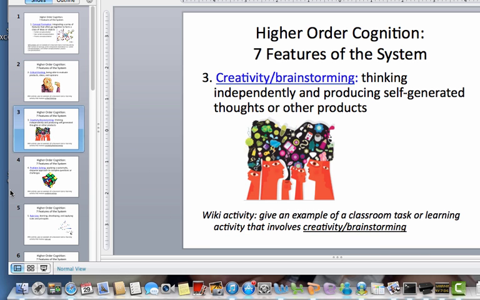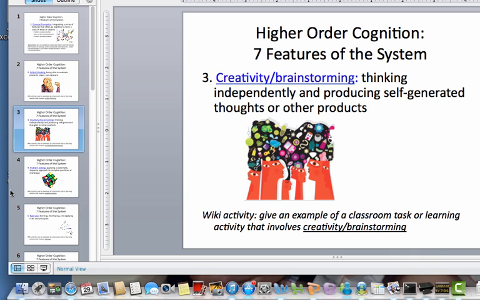The next feature is creativity and brainstorming. And this is defined as thinking independently and producing self-generated thoughts or other products. Students who have a strength in creativity and brainstorming often really seek opportunities to come up with independent ideas and unique thoughts in the classroom. And students like this may be eager to come up with ideas for writing, come up with ideas for drawing, unique ways of representing knowledge and engaging in discussion.